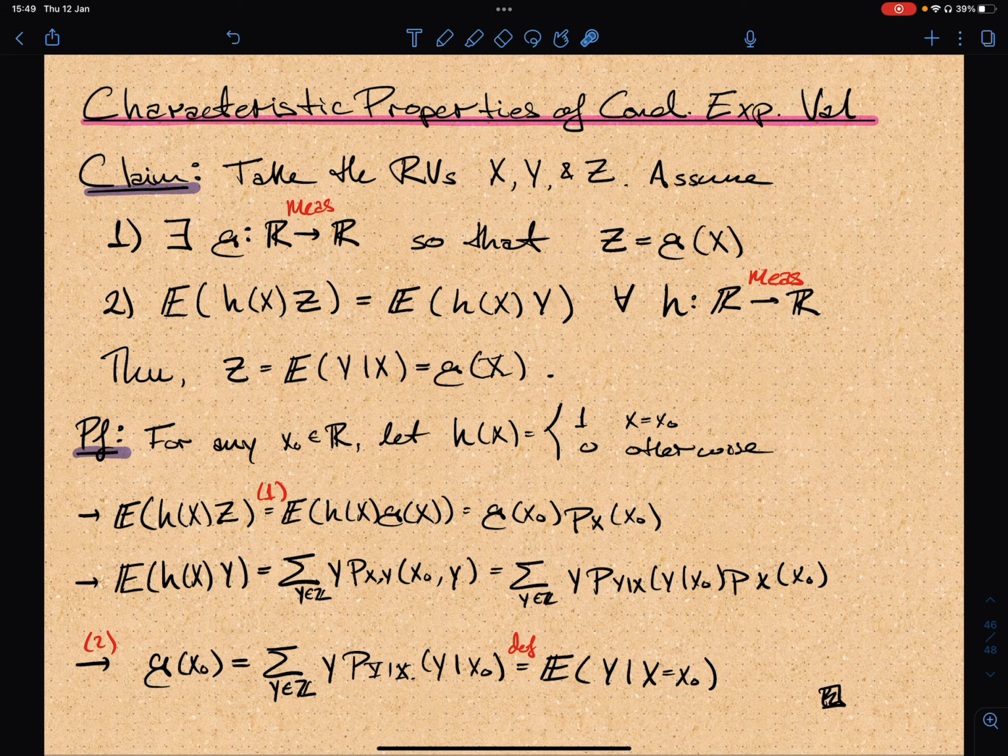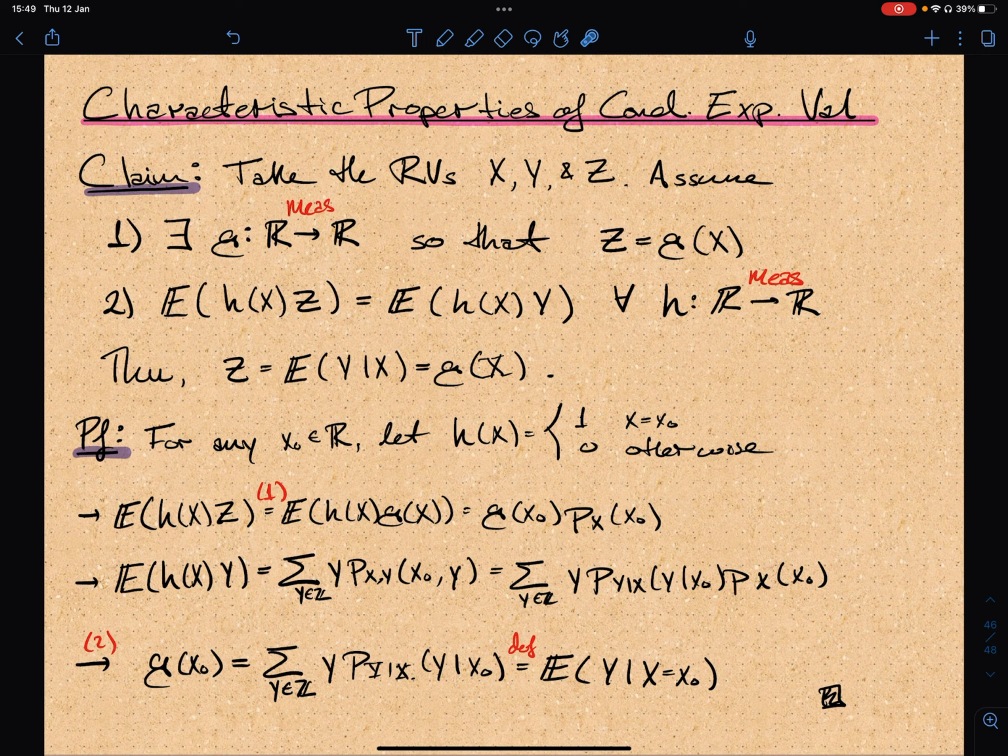And in here, what this is telling us, or the content of this claim, is that this is picking out which function of x it is. From our discussion, we know that this expected value of y given x is going to be a function of x, but we haven't said which function of x it should be. And the way to pinpoint which function of x it is is through these two properties.